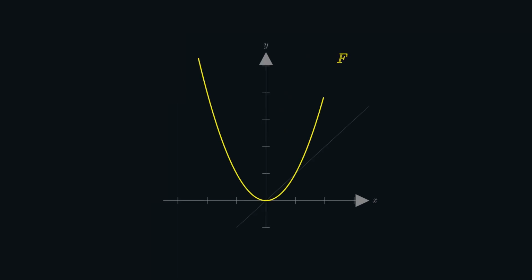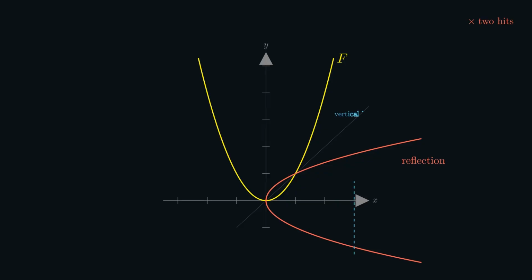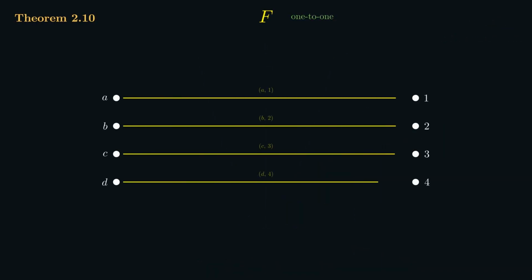If f fails the horizontal line test, the reflection will not pass the vertical line test, and there is no inverse. Theorem 210 states the exact result. If f is one-to-one on its domain, then the converse of f is also a function.